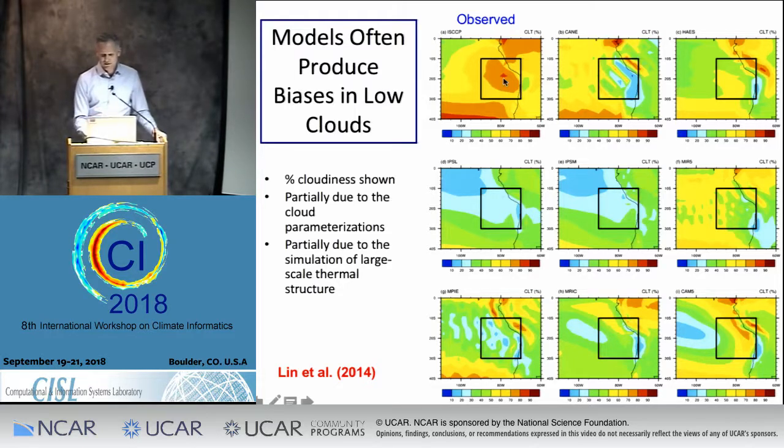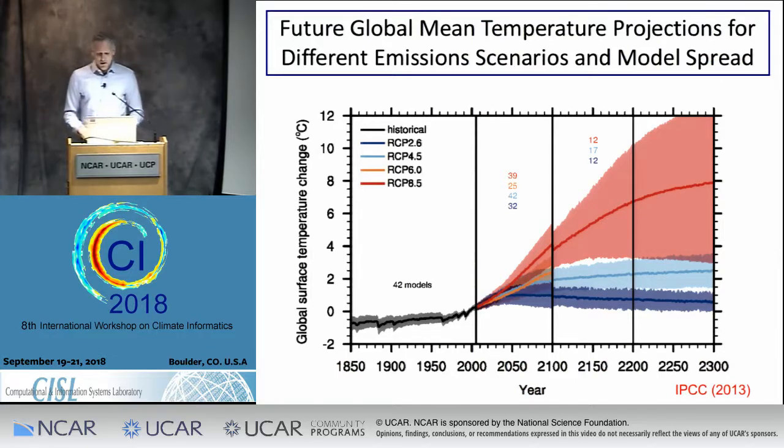But if you look at climate models, and this is a series of climate models again from that last assessment report, you can see that the climate models are all over the place. Some climate models have very little low cloud in this region. Others have greater amounts of low cloud. So there are some issues with simulation of low clouds that are very important for the radiative energy budget of the planet.